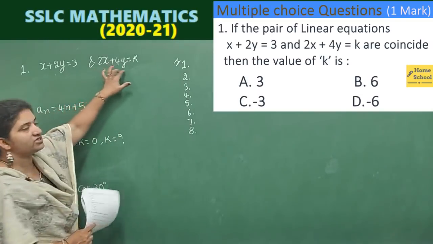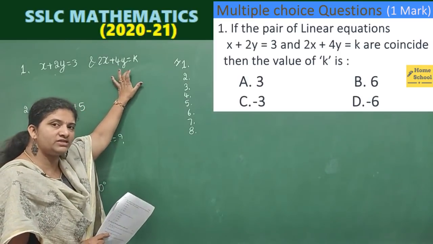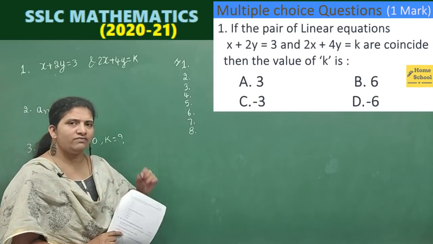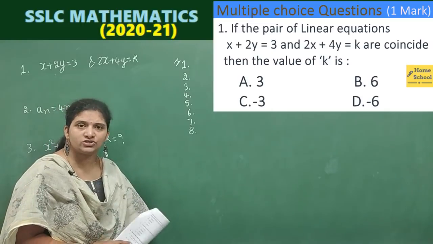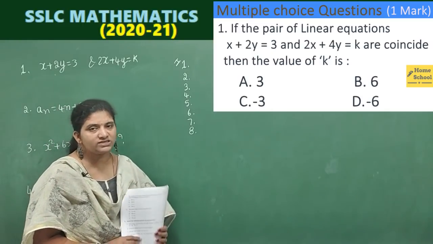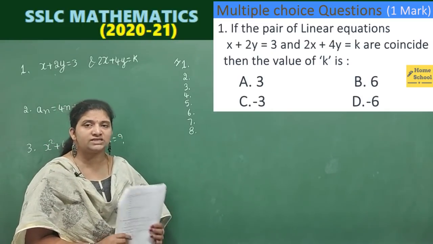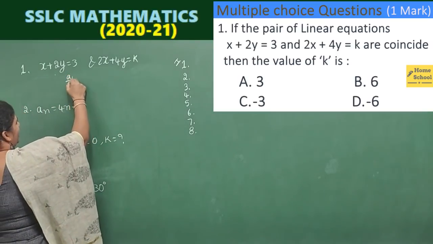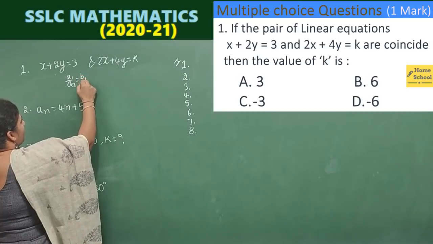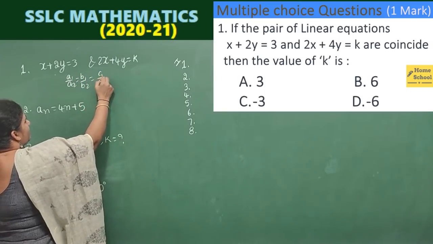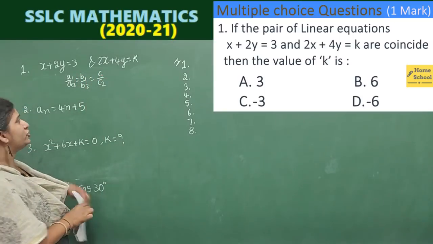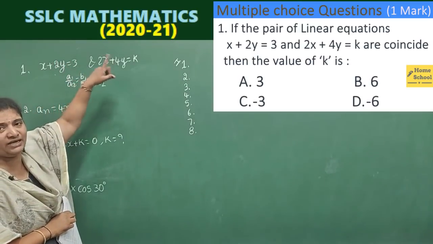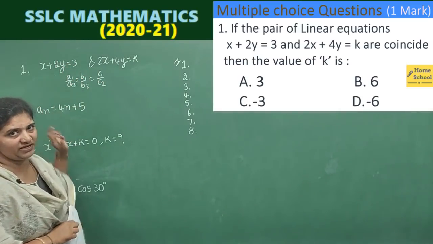See, these two equations coincide. Coincide means they are coincident. If they are coincident, what are the ratios you remember? A1 by A2 is equal to B1 by B2 is equal to C1 by C2. As you know, these equations we write in standard form and then substitute in this place.